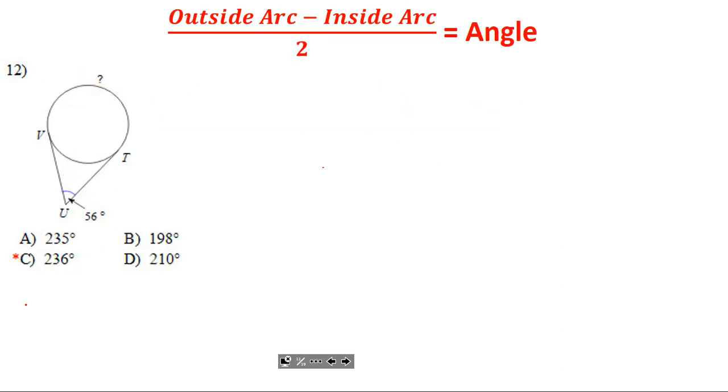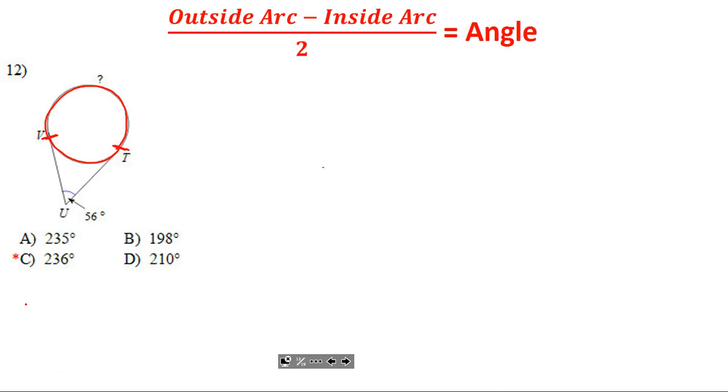So number 12. This one, we have 2 tangents. Now this might be the hardest problem that's on this problem set. So we've got the outside arc here. It's our question mark. We don't know what that is. And then we've got our inside arc here. Now those 2 arcs, if you notice, equal 360 degrees together. So our formula is outside arc minus inside arc divided by 2 equals the angle.